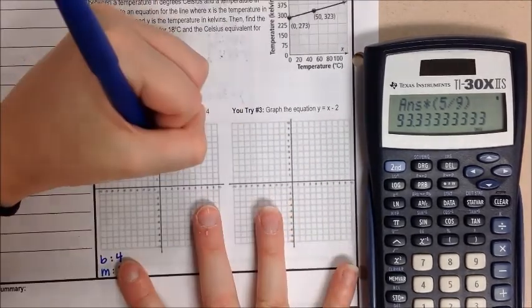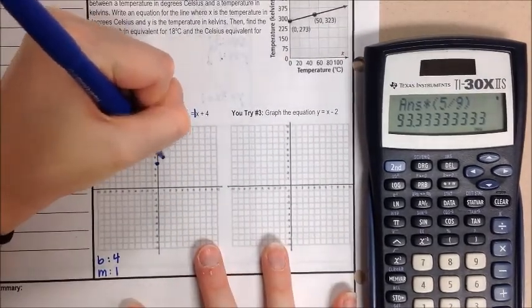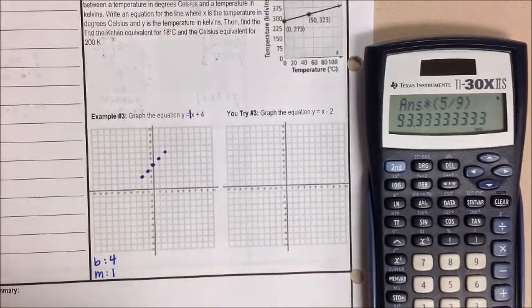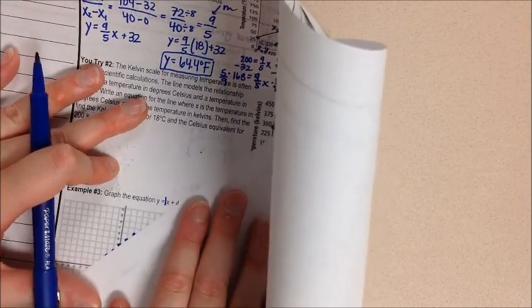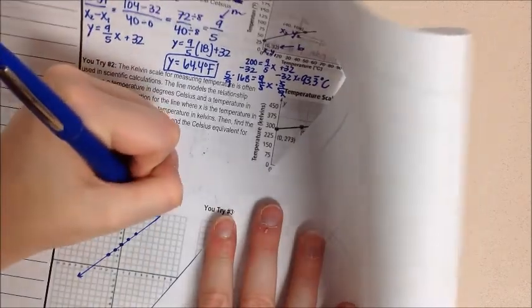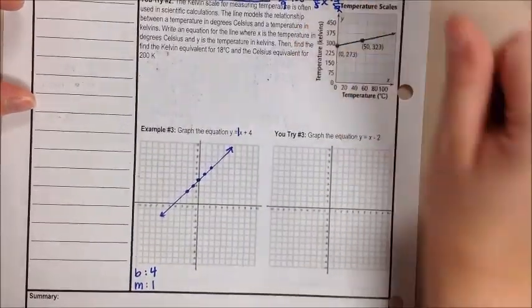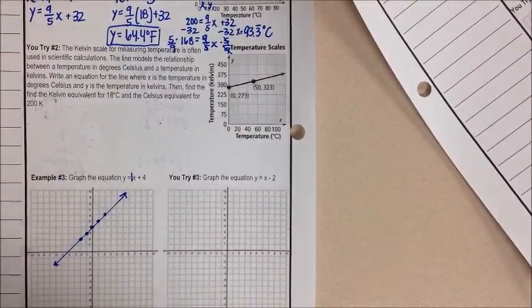So I'm going to start at 4, and then I'm just going to go up 1 over 1, up 1 over 1, and go backwards a little bit. That has a slope of 1. Don't forget to draw your line through there. So there's my line for y equals x plus 4. Go ahead and do the U-try.